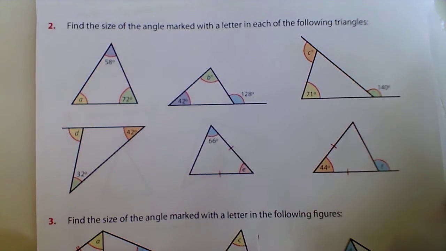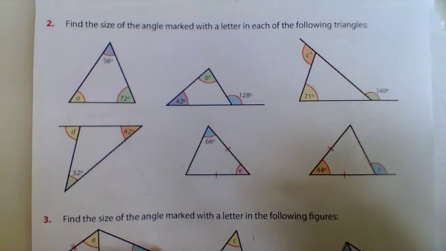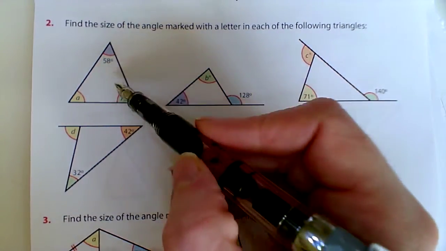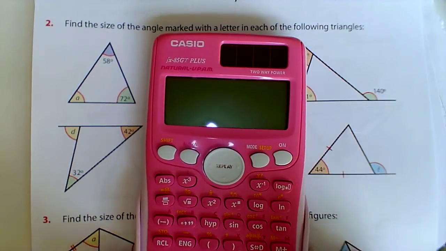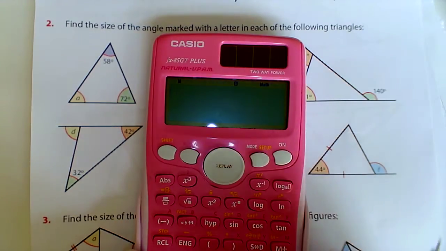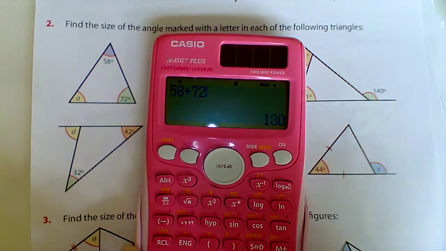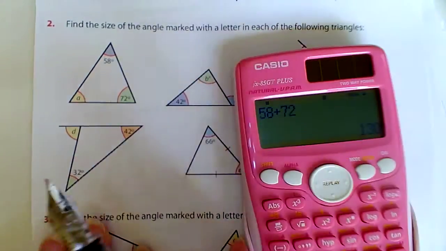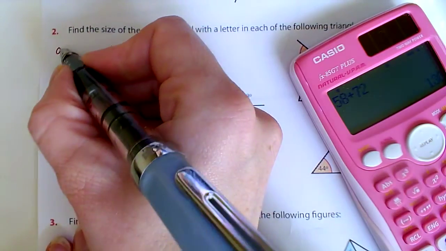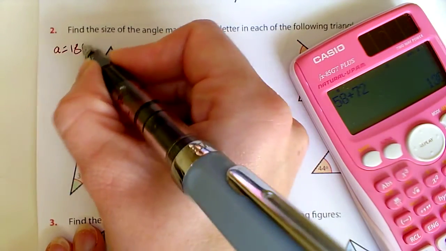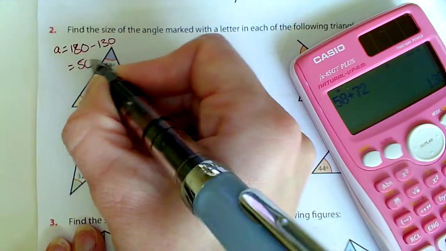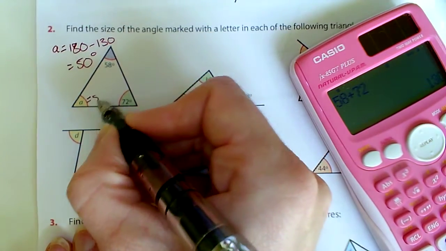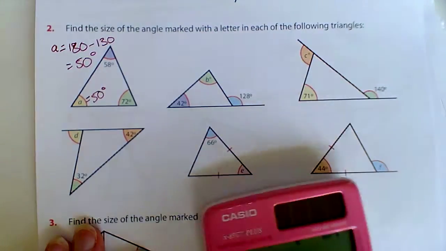Find the size of the angle marked with a letter in each of the following triangles. So for this one, we know that the 3 angles must add up to 180, and you would get full marks if you just wrote down the answer. If you do it in your calculator, it's fine. 58 plus 72 gives me 130. So A is going to be 180 minus 130, which is 50 degrees.